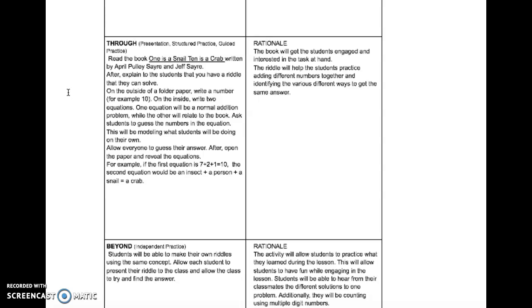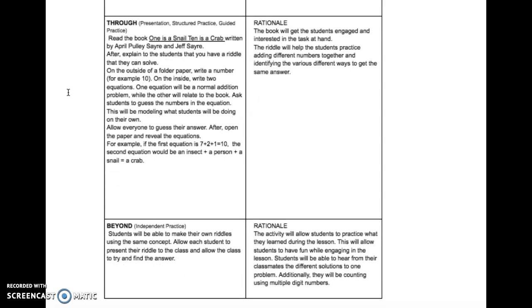The students are going to be doing exactly what you're doing with their riddle problem, except they can use different numbers and different equations. And then you're going to allow everyone to guess their answers. After, open your riddle paper and reveal the equations. And I'm going to give a little example of this.